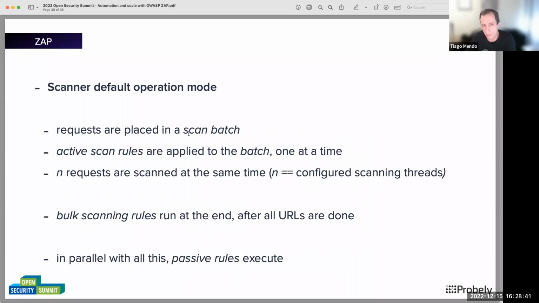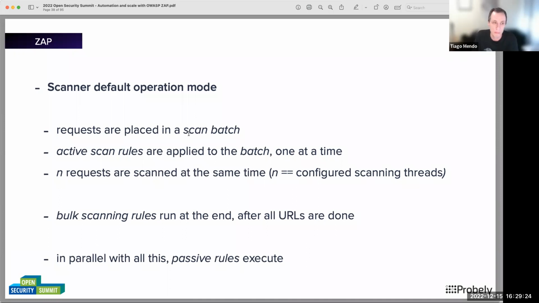So the default operation mode of ZAP, the stock ZAP as you download it today, is to use scan batches. ZAP grabs all the URLs it generates within its crawler and puts them in a scan batch, and then it applies the active scan rules, like SQL injection. It's active in the sense that it does requests with payloads. So it applies that SQL injection rule to all the URLs of the batch, one URL at a time. Then it does the same for cross-site scripting, for cross-site request forgery, and so on and so forth.